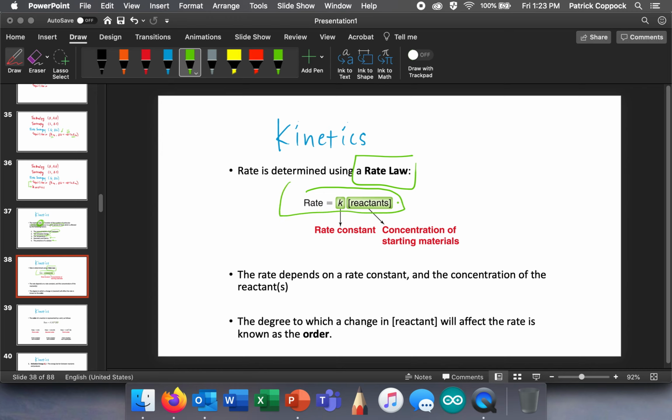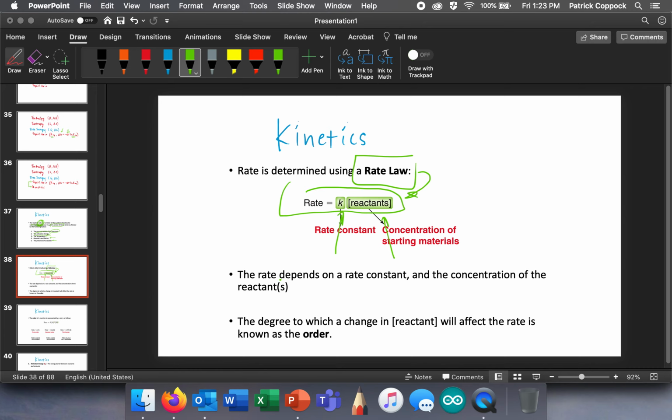The rate law is going to be: rate is equal to some rate constant times the concentration of the starting materials. This is the rate law right there. Okay? This is a very general rate law because I haven't said what the k is and I haven't said what the reactants are, right?